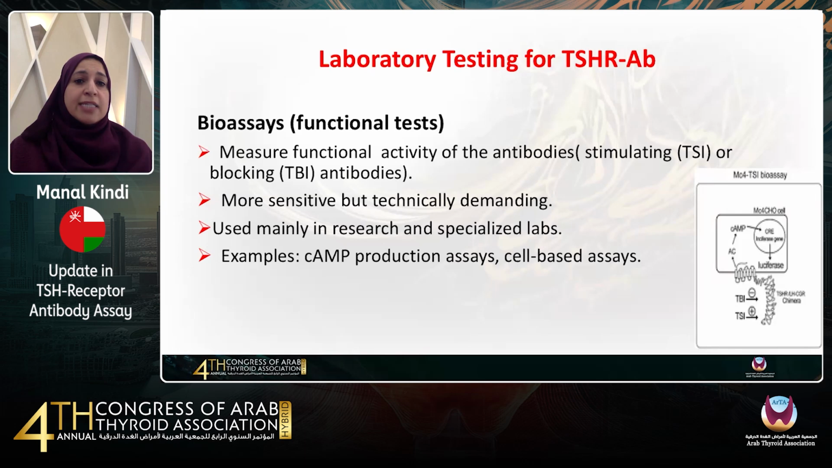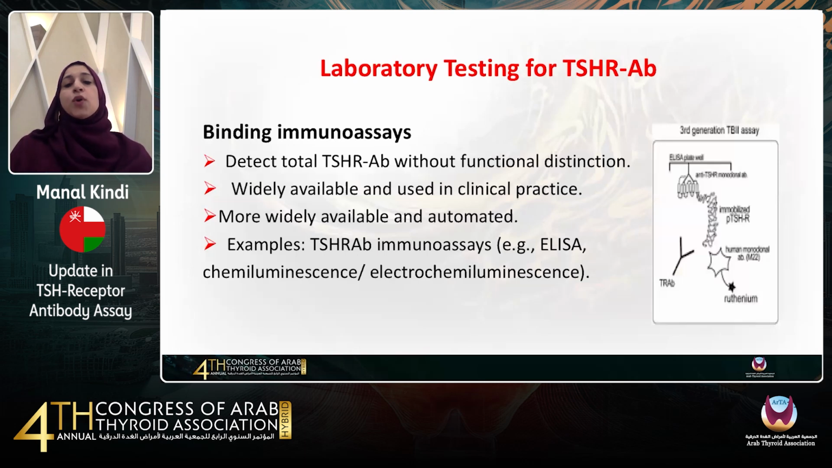An example of this bioassay is the cyclic AMP production assay, a cell-based assay. The binding and immunoassay detect the total TSH receptor antibodies without a functional distinction. It's very widely used in clinical practice. It's available, fully automated, and really fast. An example is the use of the immunoassay in the routine lab, either by ELISA methodology, which is a manual assay, or by chemiluminescent or electrochemiluminescent methods.